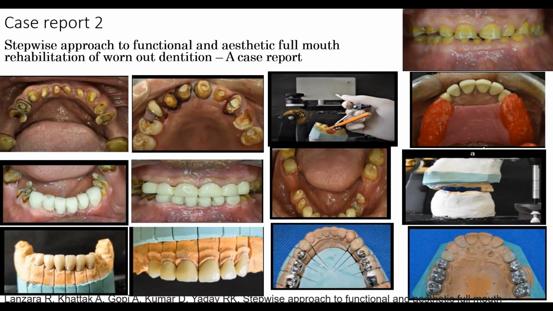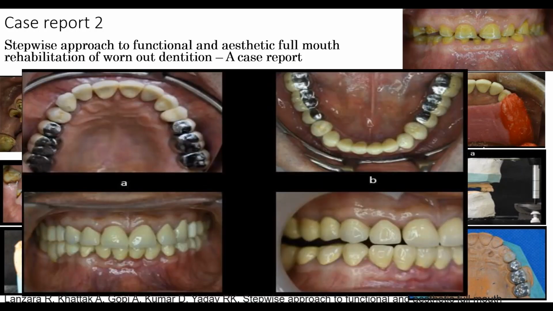Now, the second case report is the stepwise approach to functional and aesthetic full mouth rehabilitation. In this case also we can see a fully treated case. The patient reported to the college. The lower anterior is prepared first. The lower anterior is rehabilitated. BOPA is used for the occlusal marking. So once the occlusal level is decided with the help of BOPA, the mock-up is done and the rehabilitation is carried out.